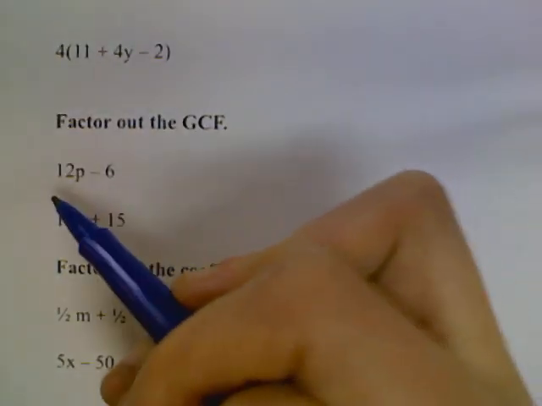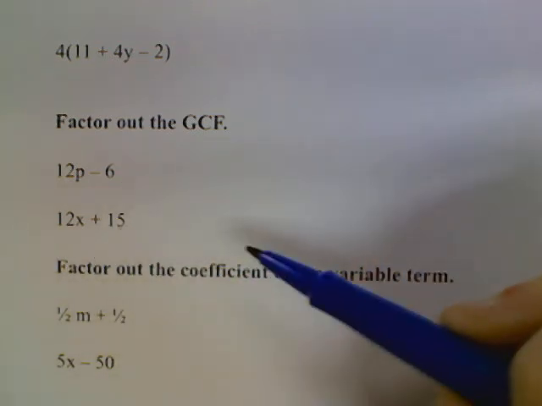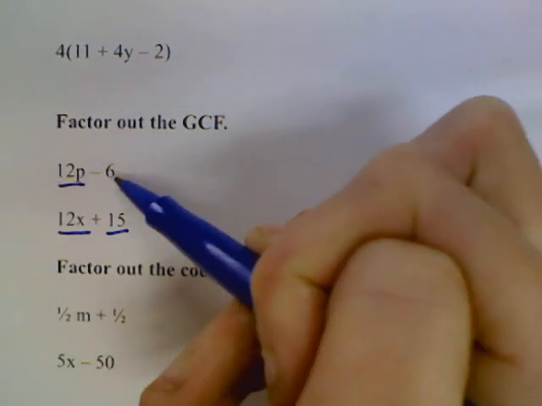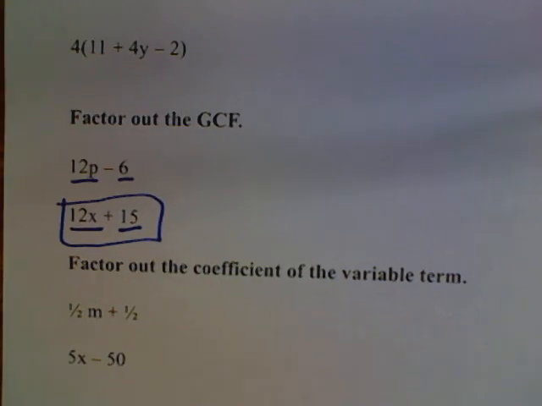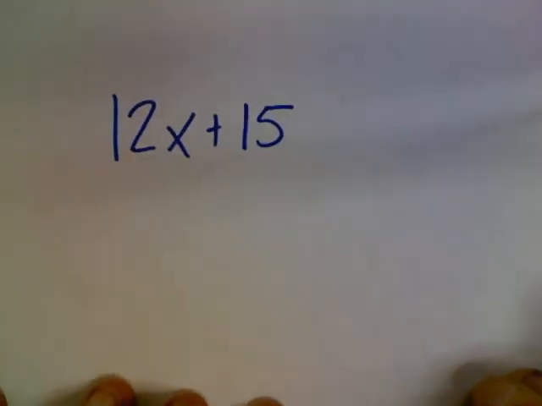So on our paper here, we've got two different examples. We've got 12p minus 6 and then 12x plus 15. So we're looking for the biggest numbers that are going to go into each of these terms. Today we're going to be looking at this second example here, and I'll show you how to find that greatest common factor.